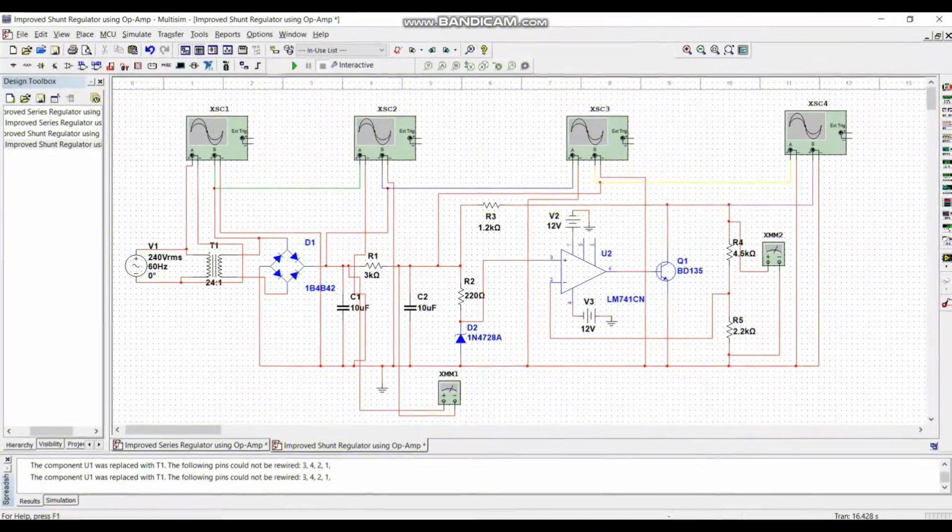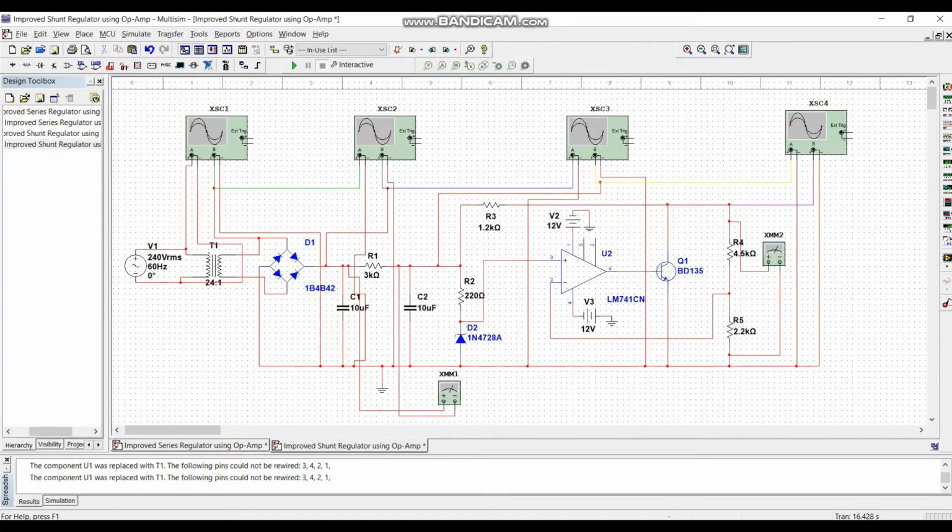Okay, now let's look at the improved shunt voltage regulator using op-amp. For the input, we use the same input, 240 VRMS. The frequency is 60 Hz. The winding is 24 to 1 for the transformer. For the rectifier, we use 1B4P42, and the capacitor is 10 volt, 10 microfarad. The resistor for R1 we use 3 kilo ohm, and R2 is 220 ohm. For RS we use 1.2 kilo ohm.